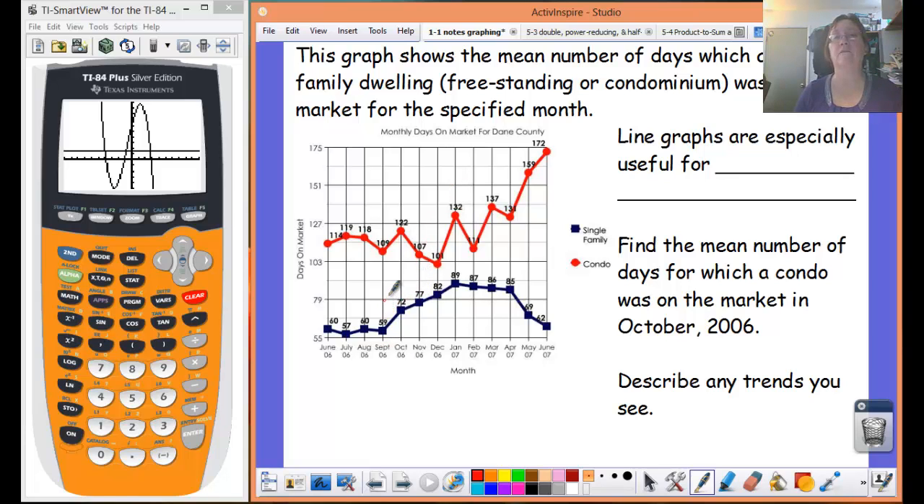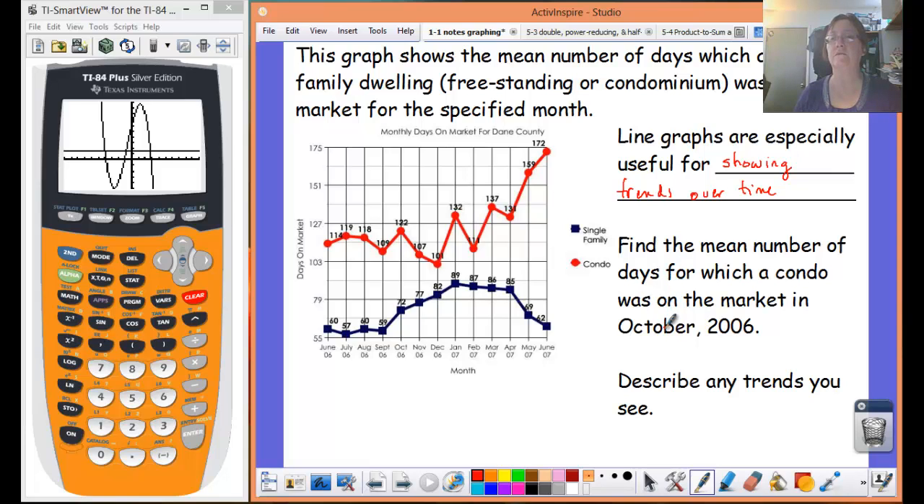This graph is showing the average, or the mean, number of days which a single family dwelling, that's a house, either a freestanding house or a condo, was on the market in Dane County, Florida, I think, for a specified month. And blue here is the single family, red is condo, and line graphs, folks, in general are really good for showing trends. That's why statisticians use them. They show trends over time. And we've got just a couple of questions to answer.